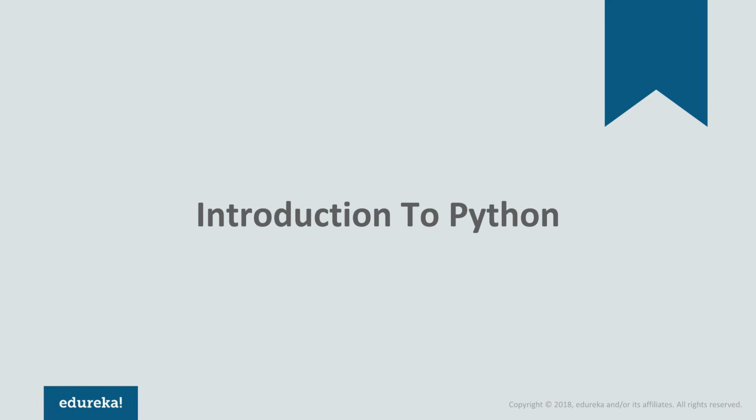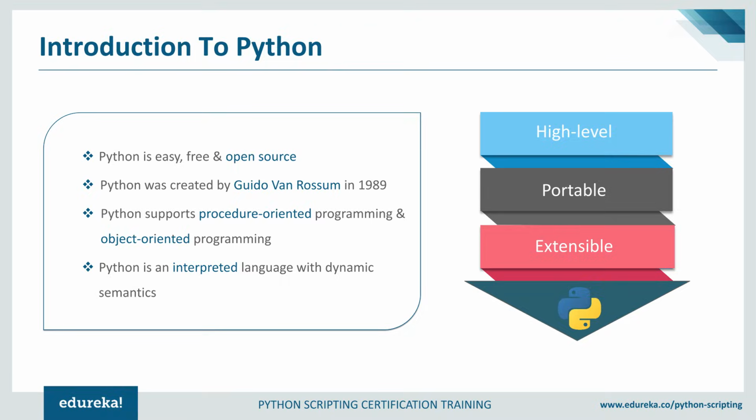Next, let us not deviate and understand the next topic, which is introduction to Python. So Python is very famous, many big clients like Google and YouTube use it. So it must be having some great features. Now let me just list a few of them. First of all, Python is easy, free and open source. The first reason lies here that it is extremely readable since it closely resembles the English language. Also, it was created by Guido van Rossum in 1989 and was first released in 1991.